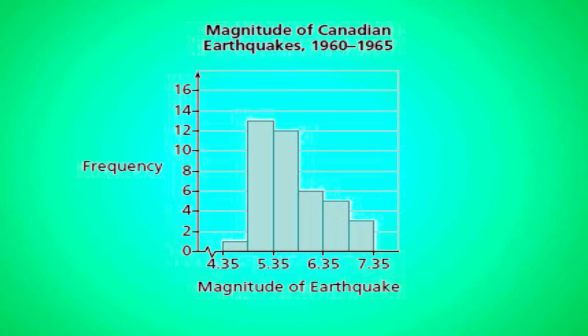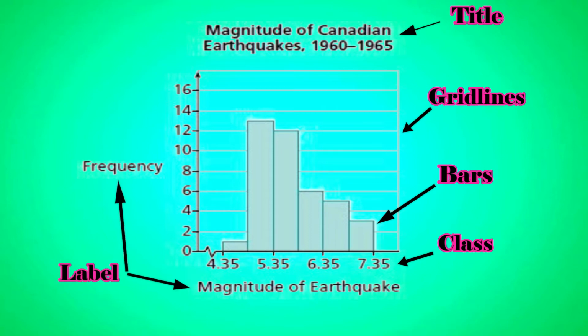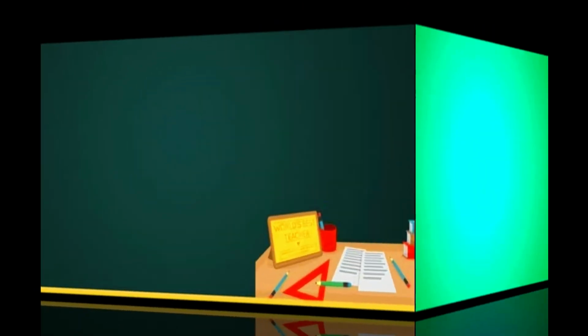Now, what are the parts of a histogram? So this is our title. This one is the grid line, while this one is the bar. And this one is our class. And the label is this. And the last one is this, our scale.